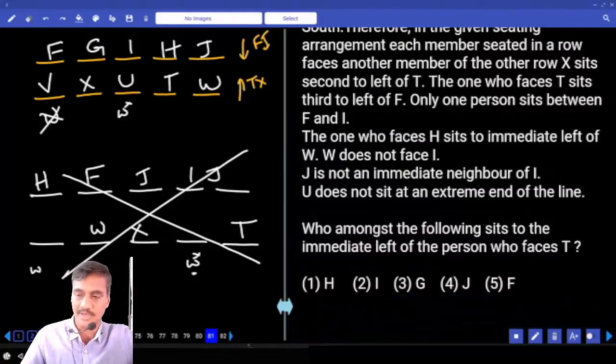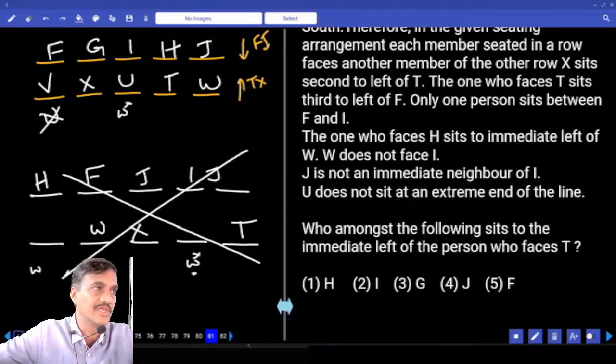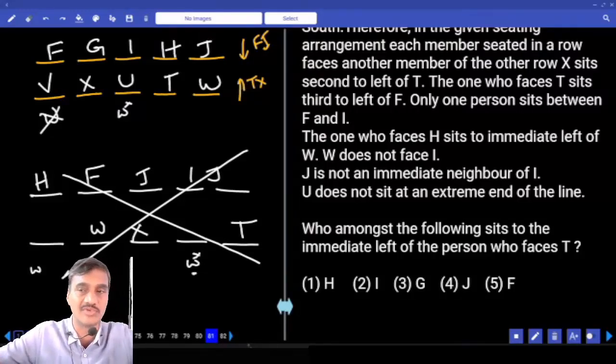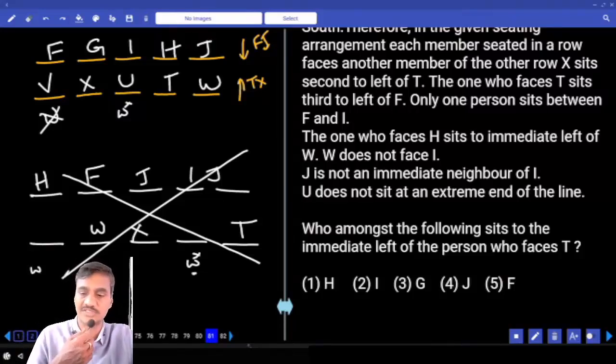Parallel rows. Then who among the following sits to the immediate left of the person who faces T? T is opposite H, and H's immediate left hand side is J. Because they are facing towards south, the immediate left will be our right hand side. J is the answer. That is choice for question number 81.